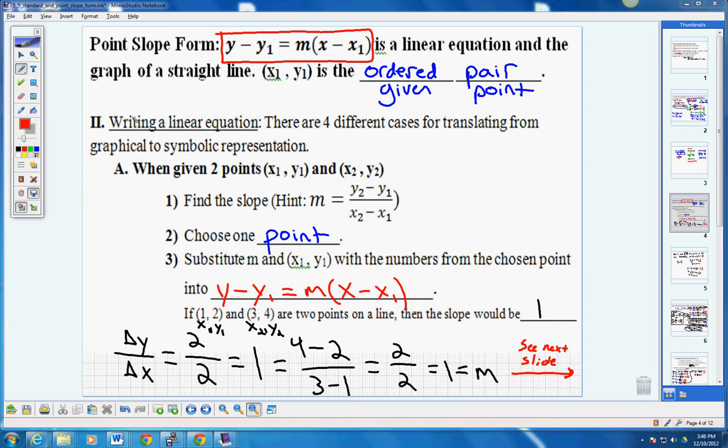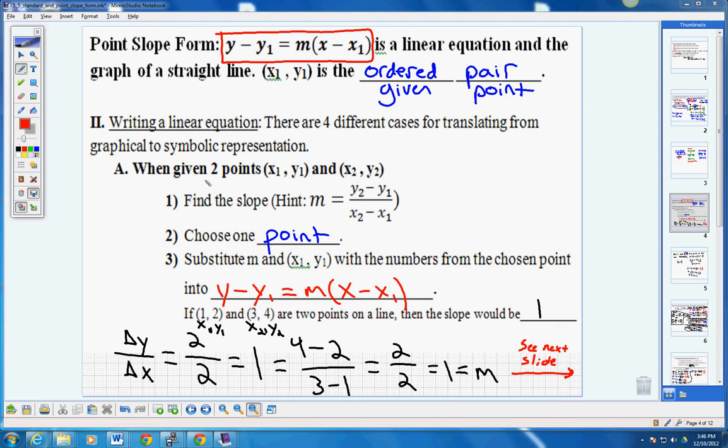So when we're writing a linear equation, there are 4 different cases for translating from graphical to symbolic. We're trying to get from graph to symbolic here. When we look at a graph, we can very easily see the y-intercept and the slope, as long as it is a line that has integer values, or that's using very simple values to work with.